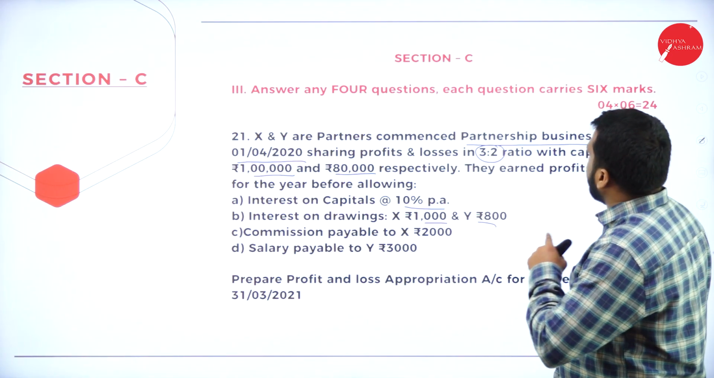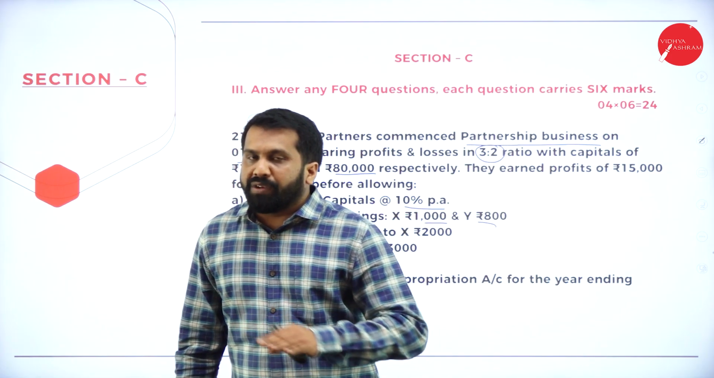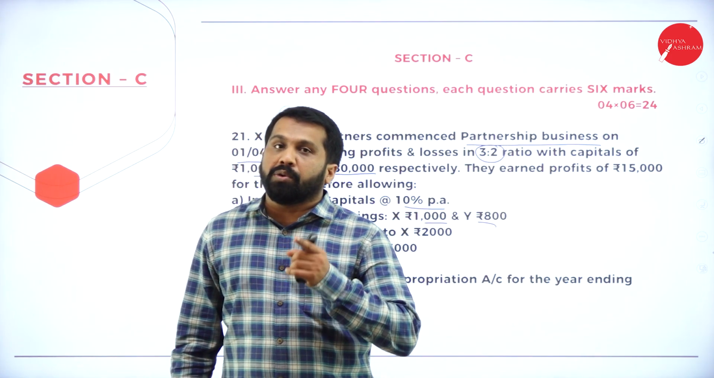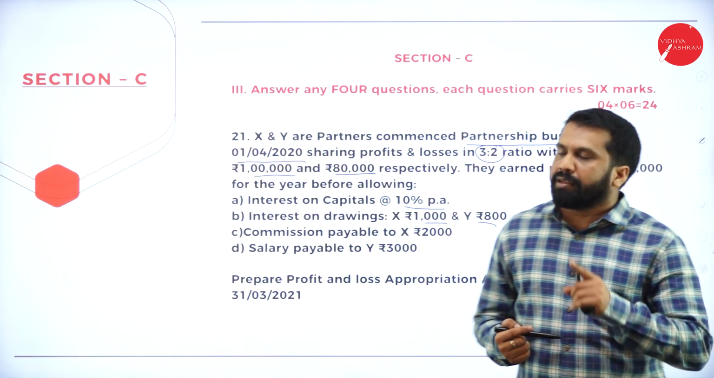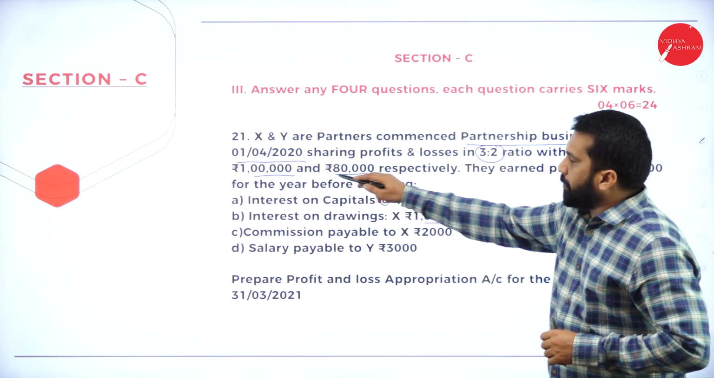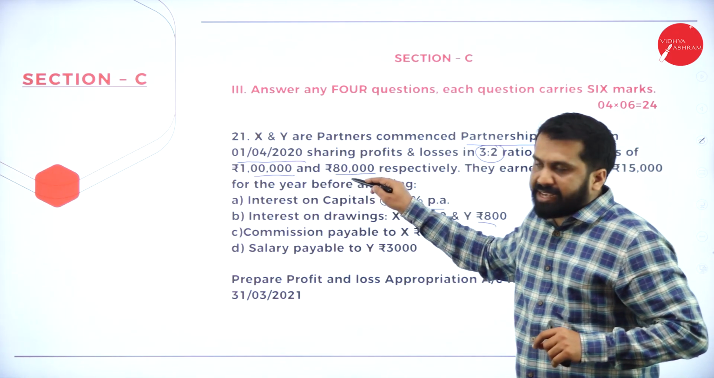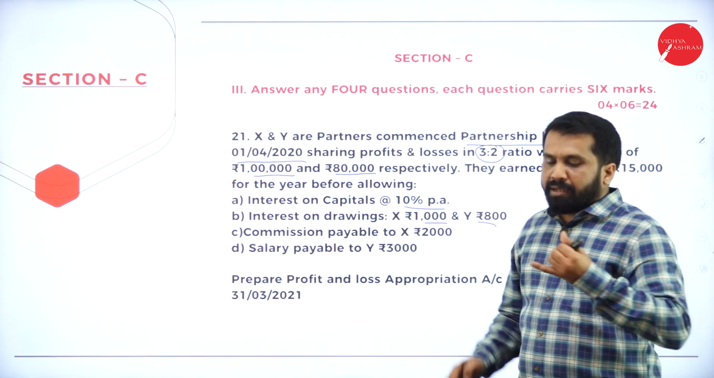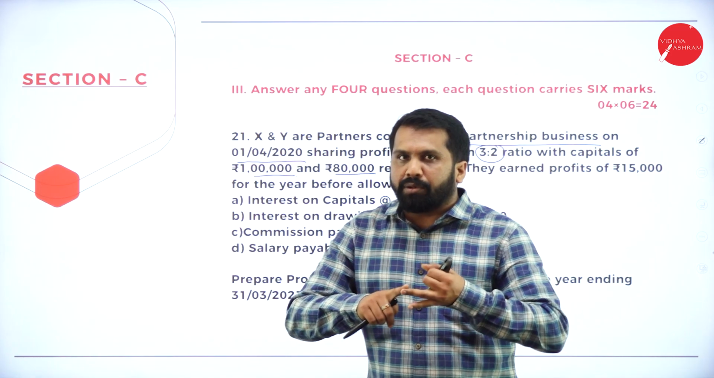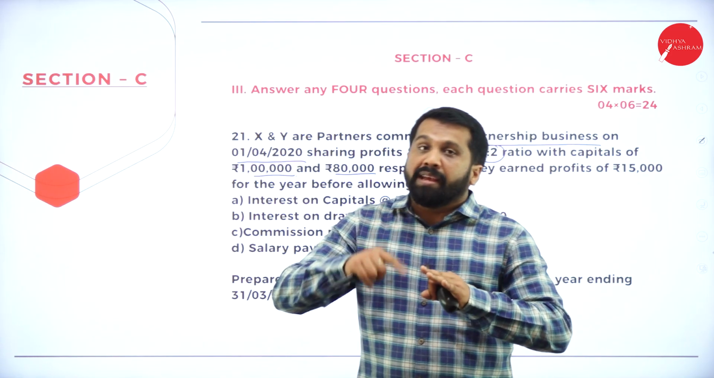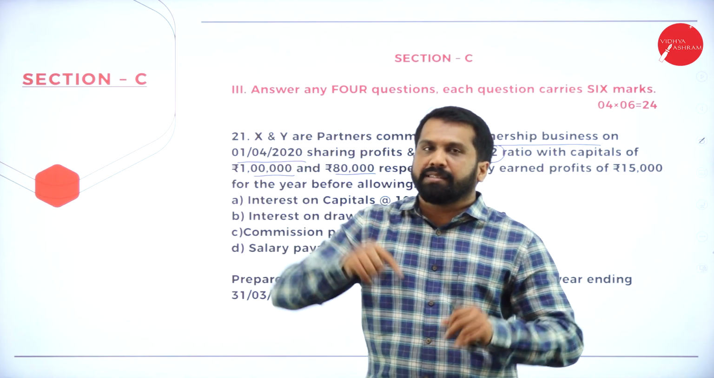Remember, in the P&L appropriation account we never consider capital, and we never consider drawings. We only consider interest on capital and interest on drawings. Whatever capital value they have given is only to calculate the percentage, not to write in the table. Again, I'll repeat: the capital value and drawings value we are not supposed to take. Interest on capital, yes. Interest on drawings, yes. Remember that.